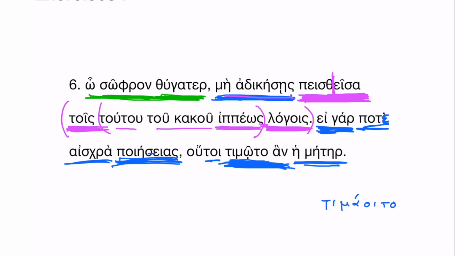Okay, so let's go through the whole thing again. O prudent daughter, don't do wrong. Persuaded by the words of that bad horseman. For if ever you should do shameful things, your mother would not, let me tell you, be being honored. There we go.